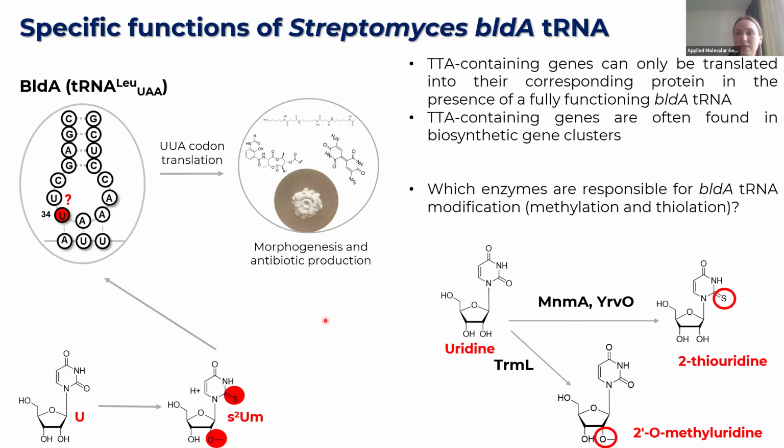So in Streptomyces, we know a special tRNA, BldA. Here you can see a fragment of it. BldA is able to translate UUA codons. These codons are a very rare property of the GC-rich Streptomyces genome, and UUA codons are found only in biosynthetic gene clusters and some other genes that regulate the life cycle.